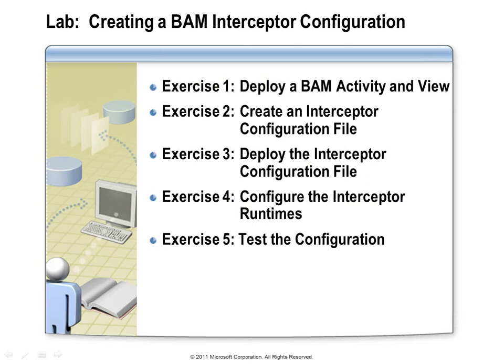In the lab, you'll have an example to deploy the initial BAM activity in its view. You'll create an interceptor configuration file, and then you'll deploy that file. Take the time to set up both the WF and WCF runtimes and test that out. So you get a chance to see the entire process from deploying the BAM activity all the way through to using your interceptors and seeing the data collected up in the resulting BAM database table.